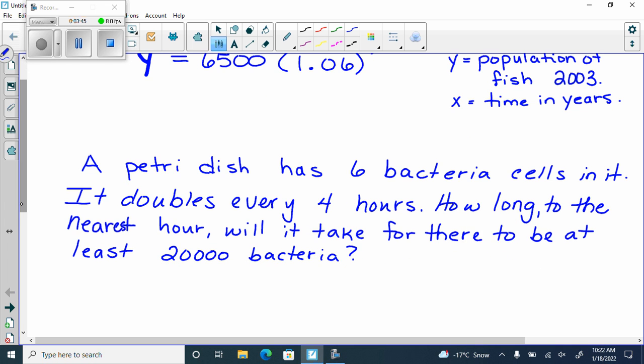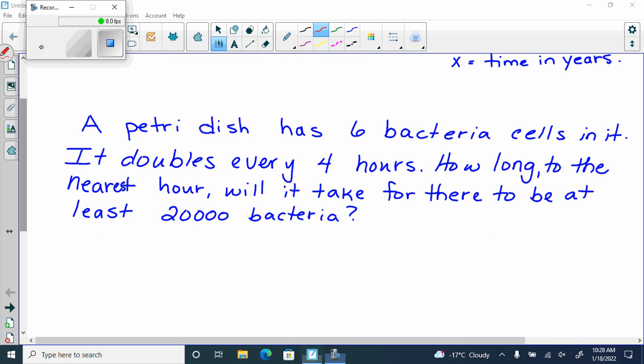I want you to set up the equation. I want you to solve it using your calculator, and I want you to solve it by converting to a log, both solvings. Okay? Try it out. Make sure you write it down.